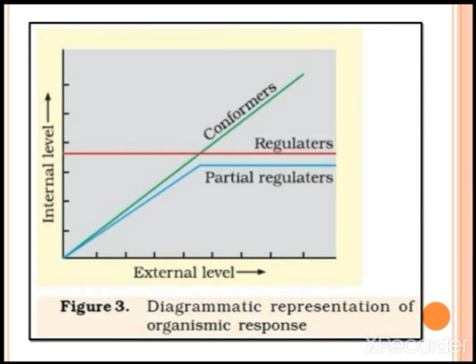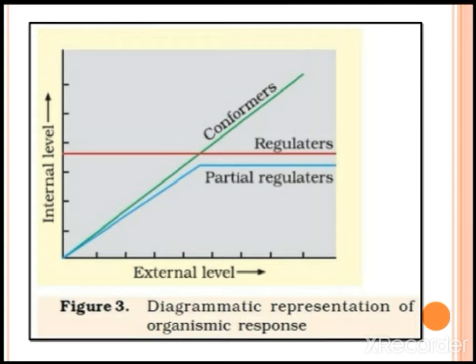Okay children, so this is a simple graph. It is explaining conformers and regulators. Regulators maintain constant temperature, the same way conformers show fluctuating temperature. The green color is shown here. So in conformers and partial regulators also there.